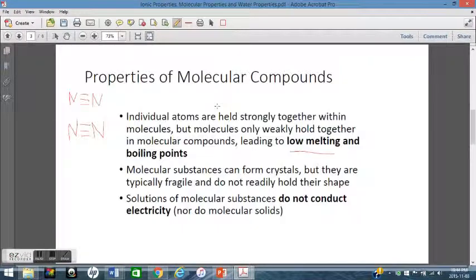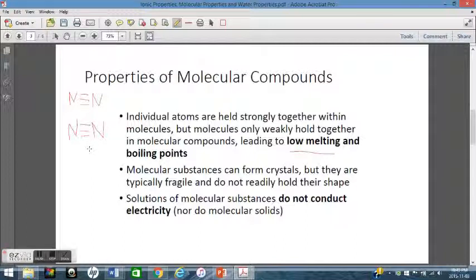So what are some examples? Well, I've given you an example of sodium chloride as an ionic compound. Okay. A molecular compound, an example might be sugar. Table sugar is one good example there. Nitrogen gas is another one.